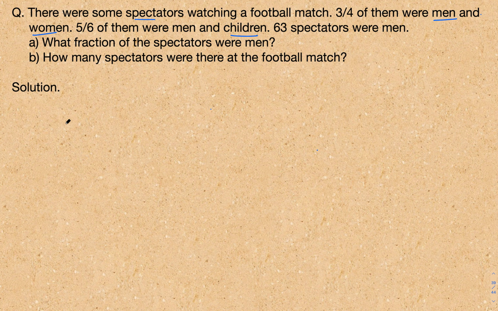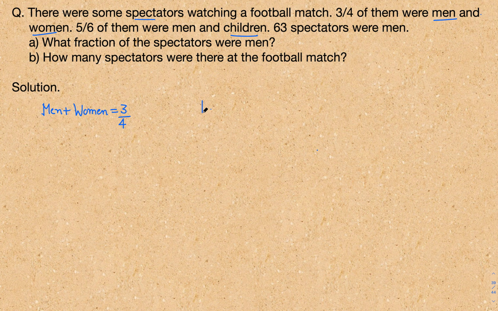So let's start writing whatever information we have. What we are given here is men plus women is 3 by 4 of the total number of spectators. What does this mean? It means that if we divide the total number of spectators into 4 equal parts, then 3 parts of it are men and women.